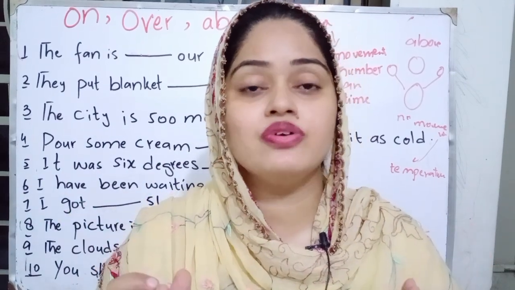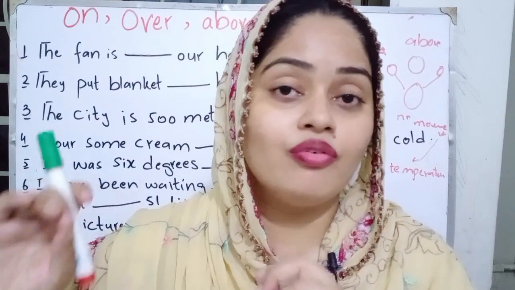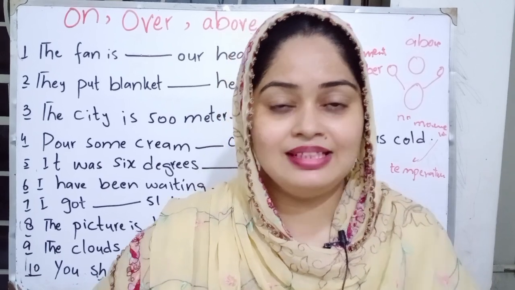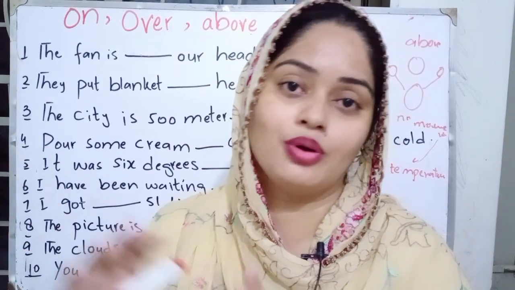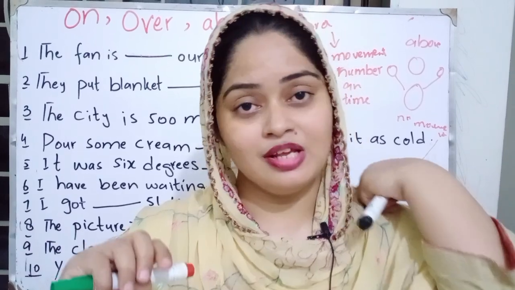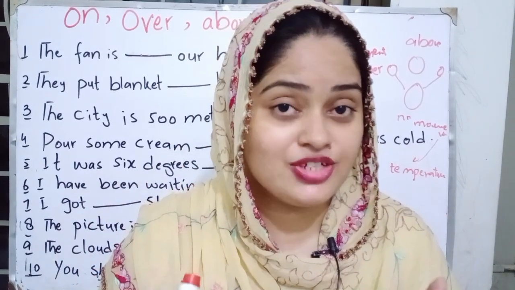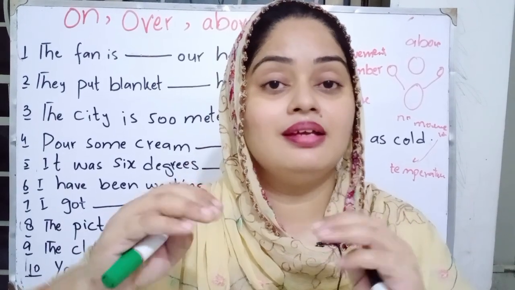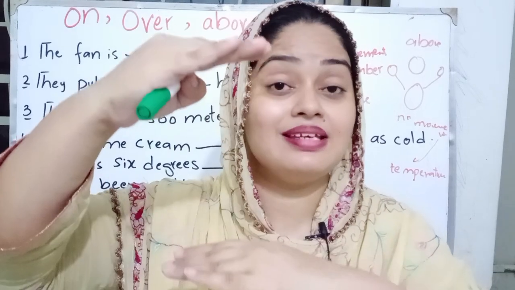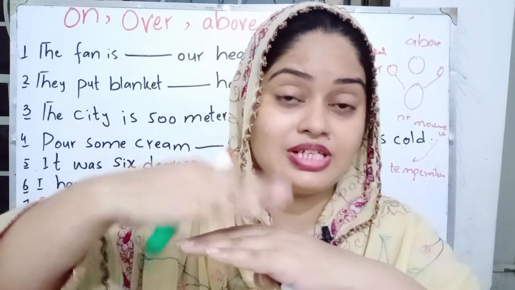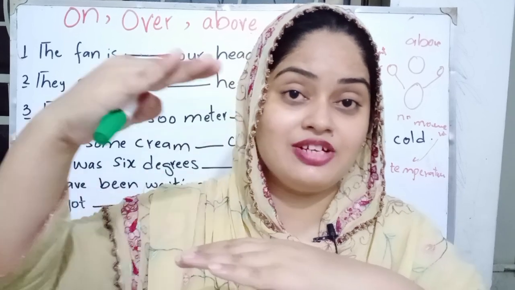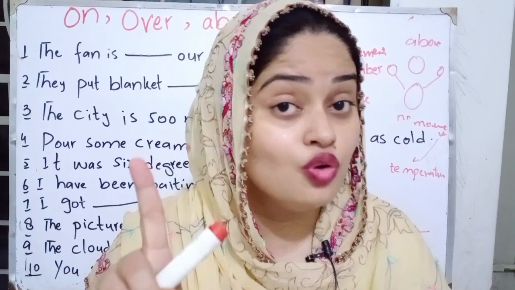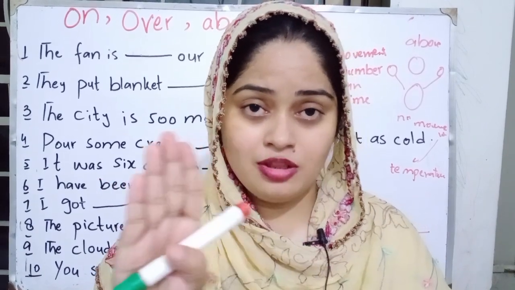For example, my YouTube video got over 100 likes. I have been waiting at this place over 2 o'clock. For temperature, we use the word above. If something is above something else, it is not touching the surface, it is not covering. It can be at the right side or the left side, and there is no movement.